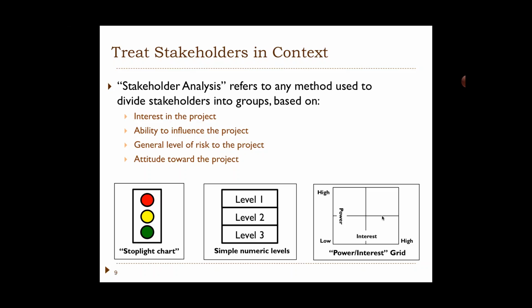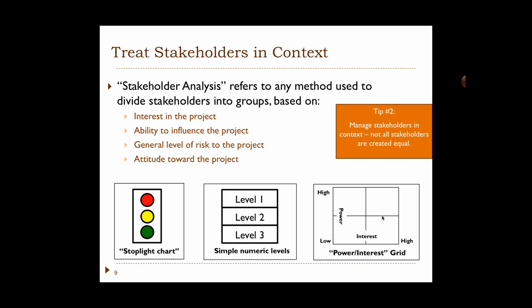power and interest grid. And what this does is it gives us a measure of how much influence people have, power, and how much interest they have in our project, okay? And conventional wisdom says that we're going to deal with each of those groups, the groups in each of those quadrants, a little bit differently. Okay, let's look at that, and then if anybody's got any questions, we'll take a look at those.